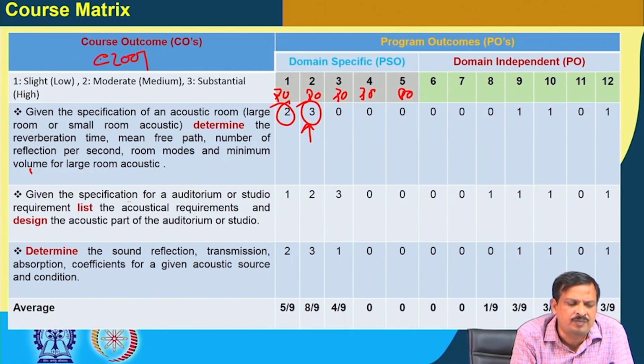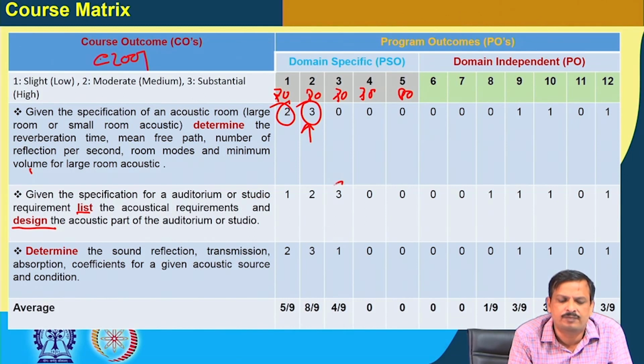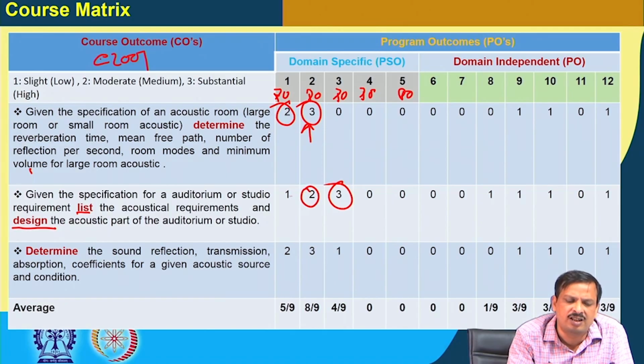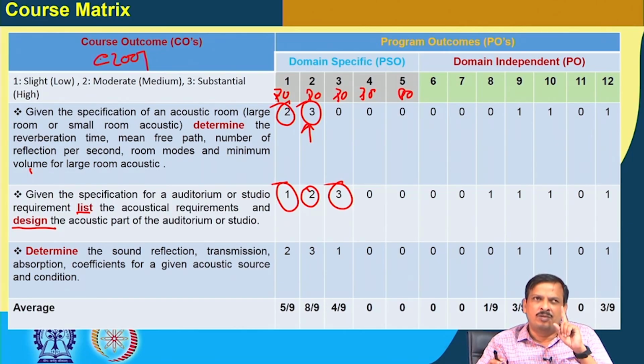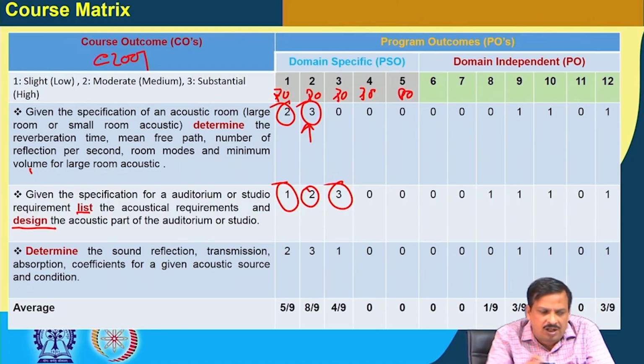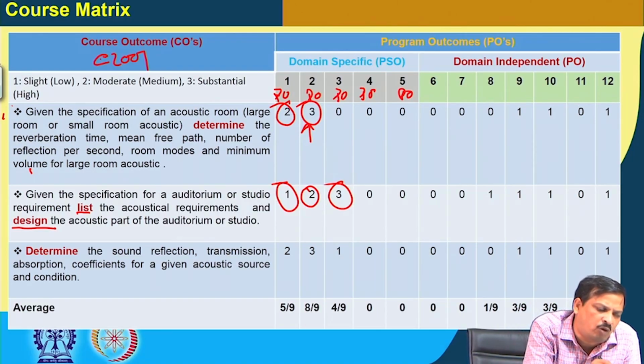Given the specification of auditorium studio list, that is design ability. When they are able to design, they should be able to analyze, they should be able to solve also. So, if it is substantially matched, if matching is high, then I put 3. If it is moderate, I put 2. If it is slight, I put 1. So, this course is a domain course.